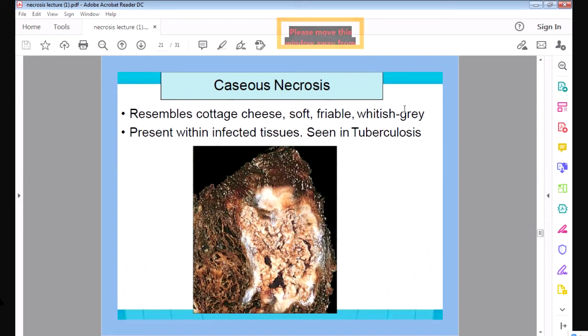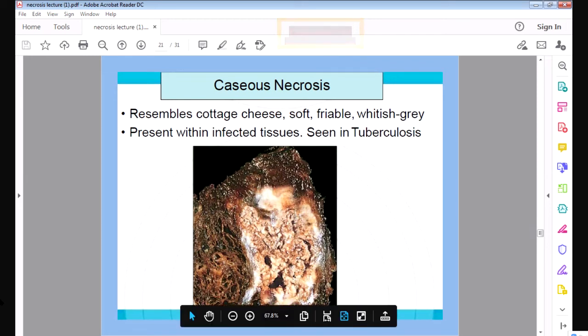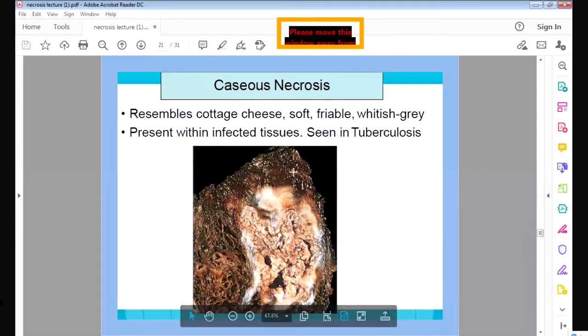So what will happen in tuberculosis? It is especially common in the lung. See, this is the lung area. You can see this soft cheese-like material. You know cheese, like cheese. This area has undergone necrosis, and it is called caseous necrosis, especially common in tuberculosis. With your eyes, it will look like cottage cheese-like whitish appearance.